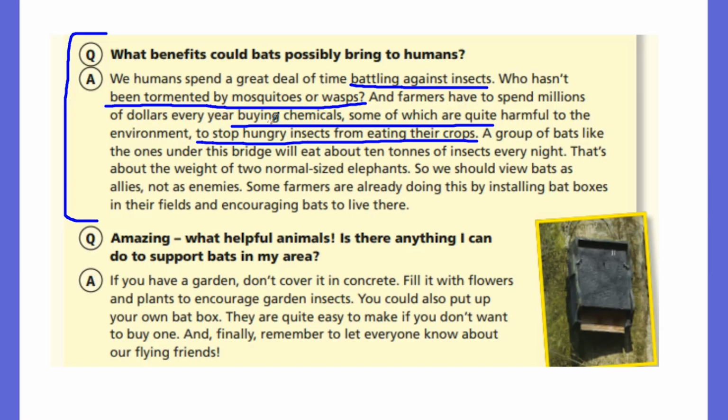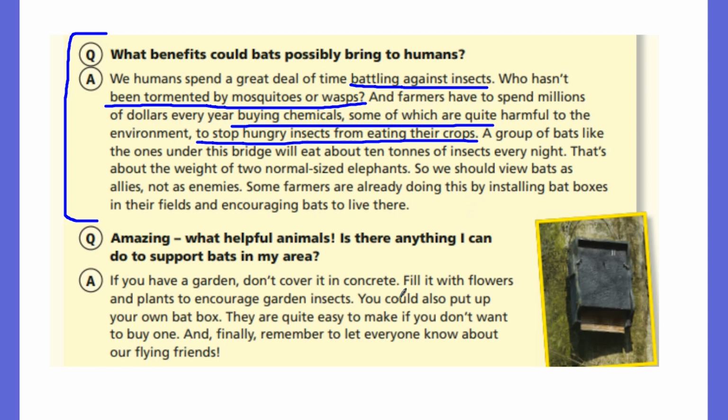First of all, here we've got the part talking about the farmers. Farmers spend millions of dollars every year buying chemicals, some of which are quite harmful to the environment, to stop insects from eating their crops. A group of bats like the ones on the bridge will eat 10 tons of insects. So we should view bats as enemies, not allies. So yes, bats are an alternative to using chemicals. Installing bat boxes in their fields and encouraging bats to live there. So the farmers are encouraging bats to live there, but it doesn't say anything about the bat boxes encouraging insects.